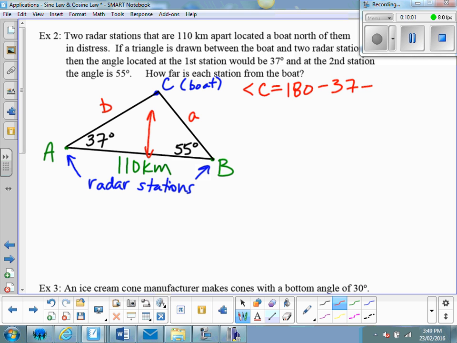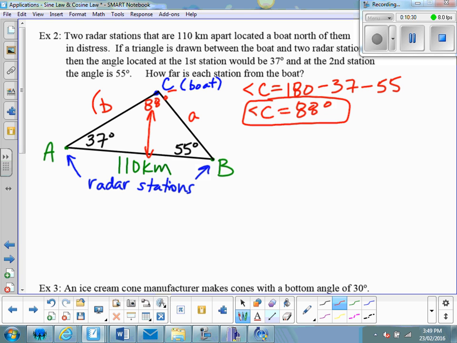So angle C is going to be 180 minus 37 minus 55. So angle C is equal to 88 degrees. So that's going to be helpful to us because that 88 is that angle there. And now I have partners. So I know the partners for C, and maybe I can start by using that to find side B here.